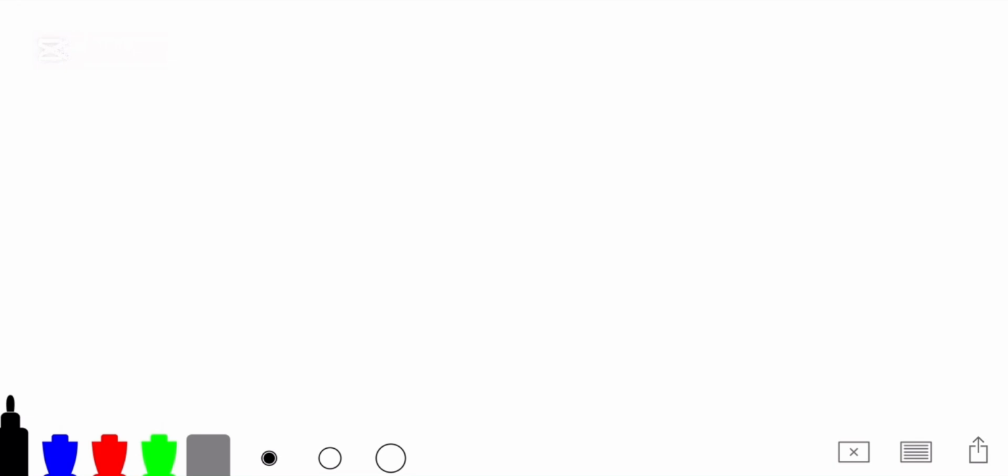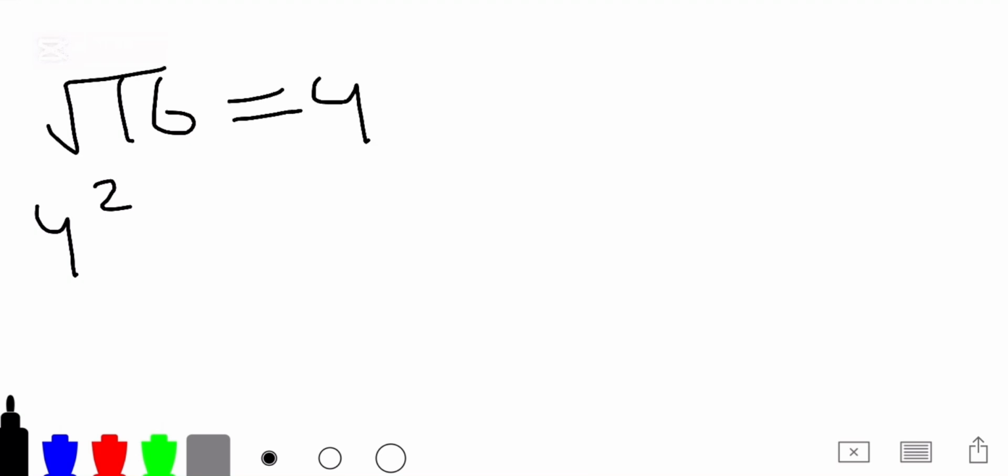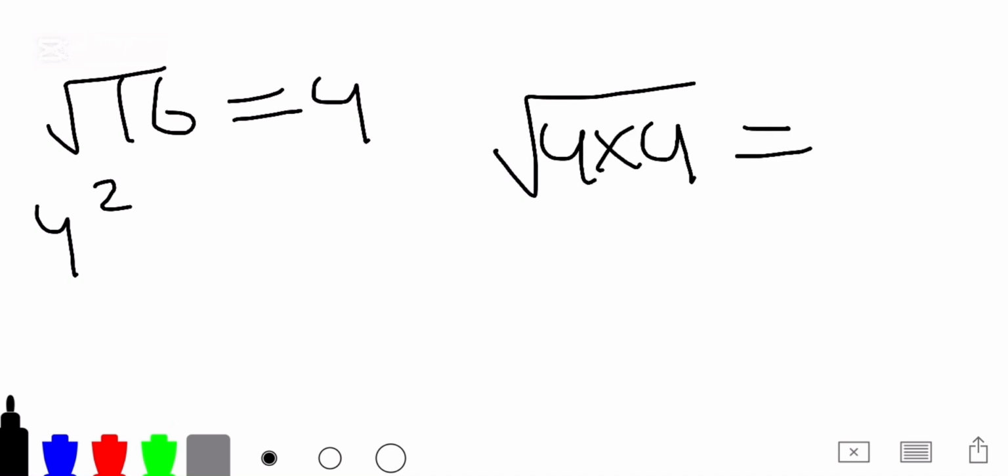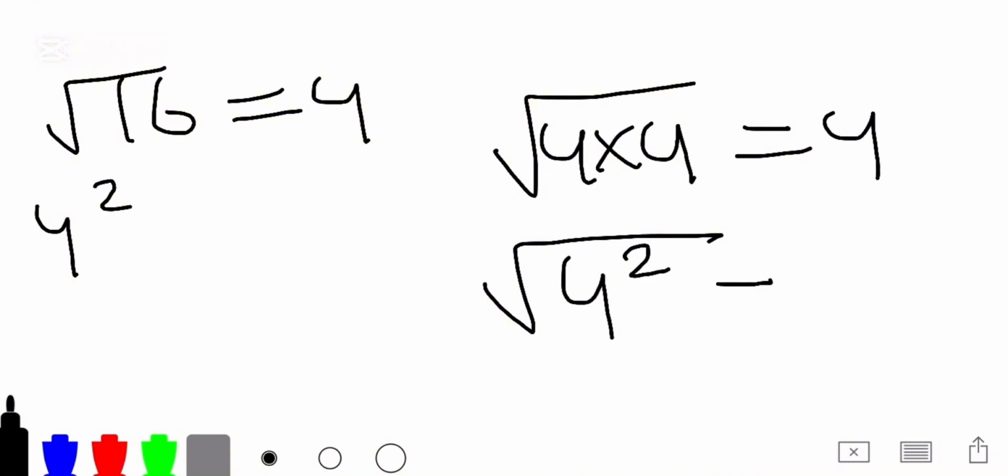So for example, 16 is a perfect square because 4 times 4 is equal to 16, or 4 to the power of 2 is also equal to 16. The square root of 16 is also 4, or the square root of 4 times 4 is 4, or the square root of 4 to the power of 2 is also 4, because these cancel out. The same applies to perfect cubes.